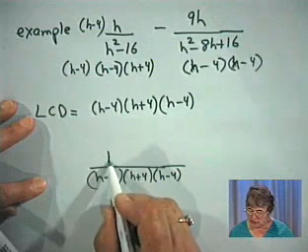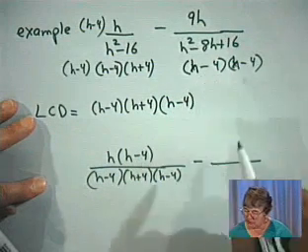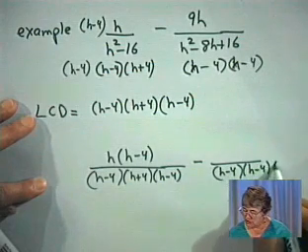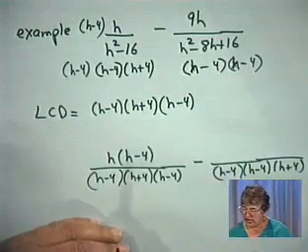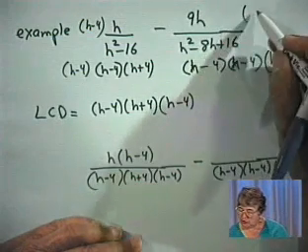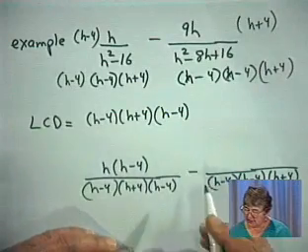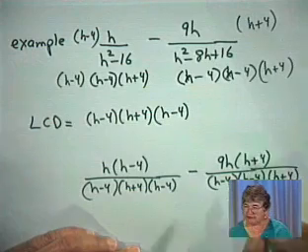So for that first term, we have h times h minus 4. For the second expression, we have two h minus 4 factors, but we don't have an h plus 4, and so we need to multiply the denominator by an h plus 4 factor. So we'll multiply the denominator by an h plus 4, which means the numerator needs to be multiplied by h plus 4. Okay, so for that second expression, then we have a 9h times h plus 4.